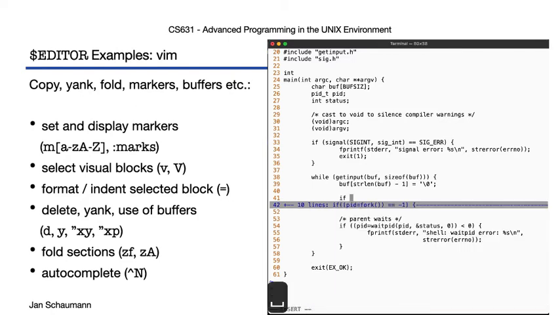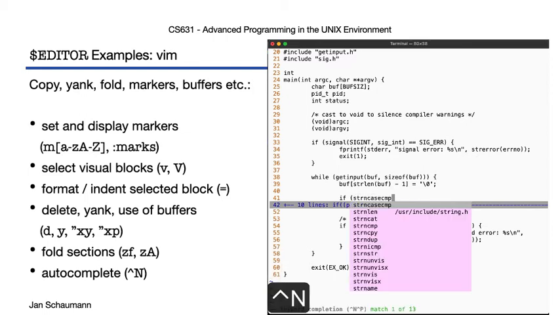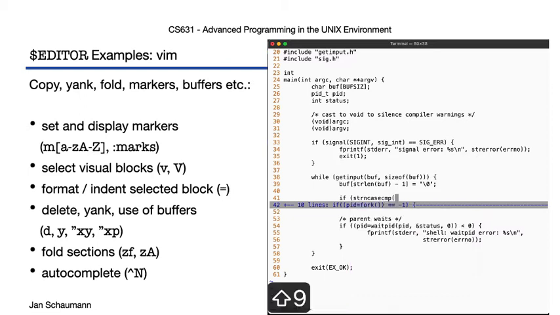Next, we know we need a string comparison, but which one? Let's start with str and hit Ctrl N again. strncasecmp? Sure, why not? Let's compare our buffer to exit, strlen, sounds good. There. Now the user can exit our shell without having to feed in end of file.